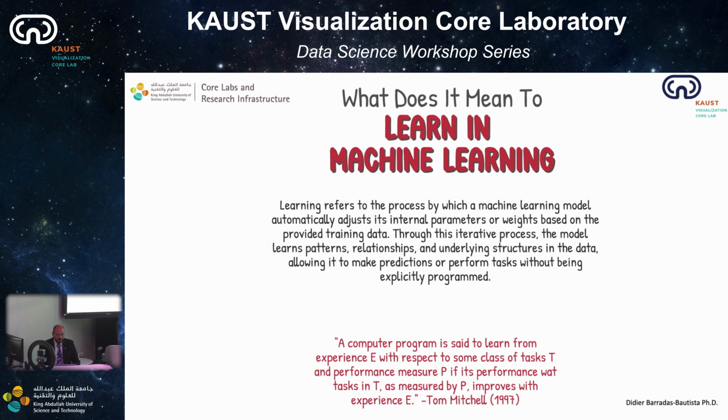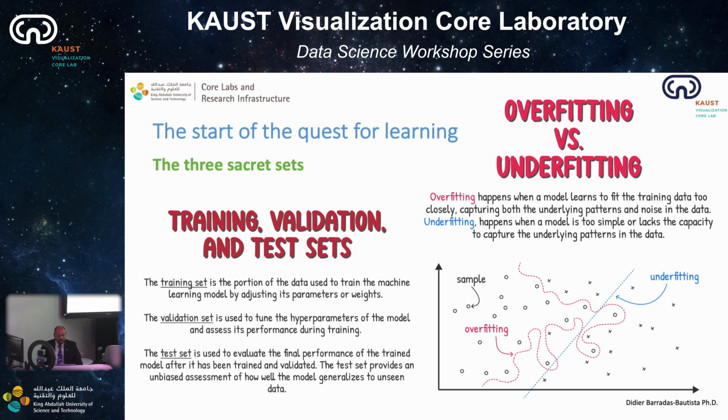All right. In machine learning, what we want is basically a computer to do some kind of very complicated pattern recognition, where it learns some features, and through an iterative process, we end up with something that can predict what we want. Perfect. Now, to do that, you need three sacred sets: one of training, one of validation, and one of test.